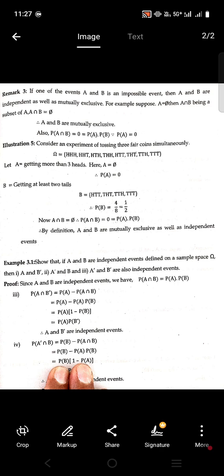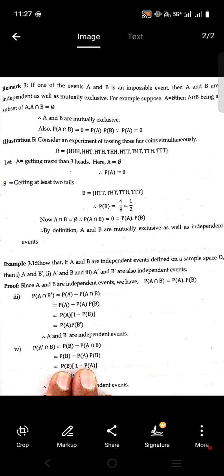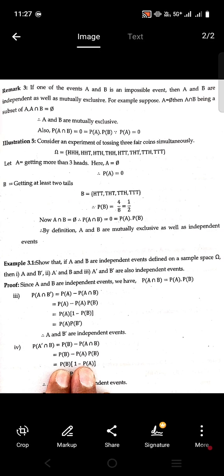And we have an example of the empty set. Consider an experiment of tossing three coins simultaneously. That is, the sample space Ω has 8 elements, so n equals 8. Let A be the event of getting more than 3 heads.